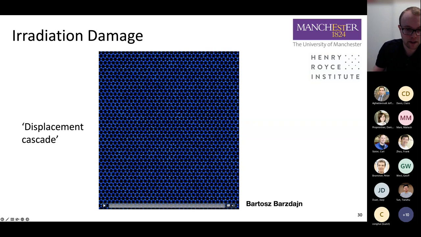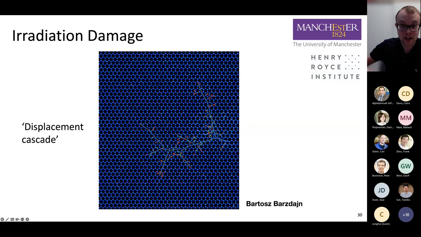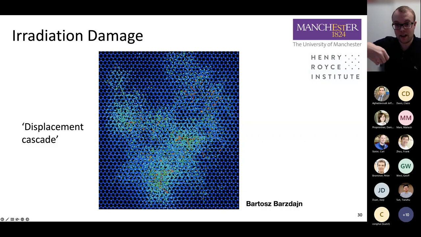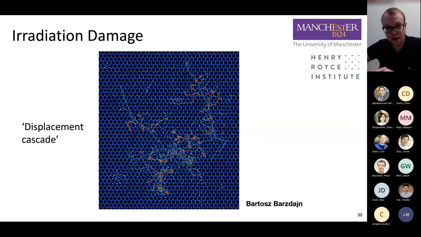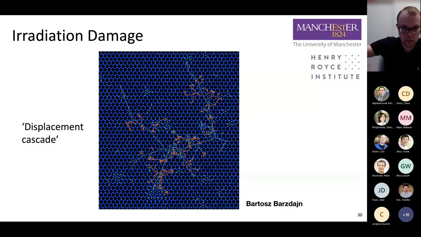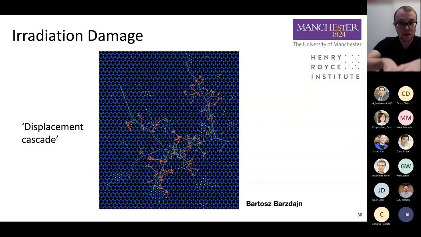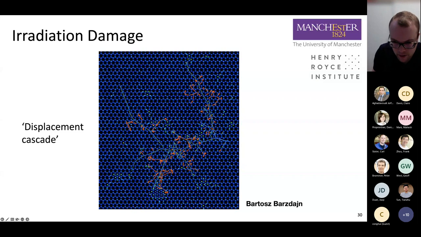What tends to happen is something like this. So if I just play this for you, we have an energetic particle coming in. That then hits and knocks on a particle. That then hits and knocks on a load of other particles, et cetera, until we have what's called the displacement cascade. And I should acknowledge Bartek here at Manchester, who's given me this animation of one of his simulations. And we see that what we generate is voids.